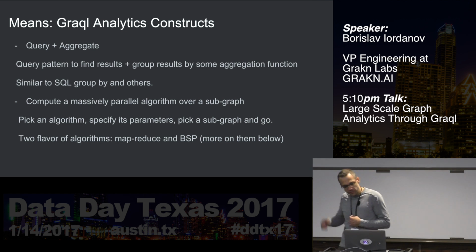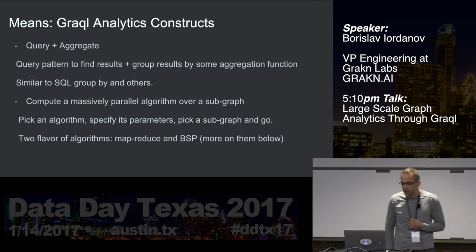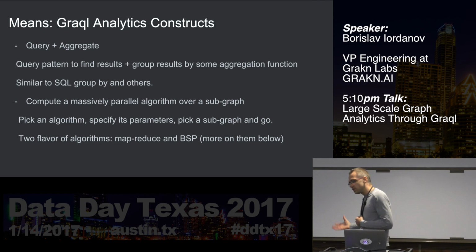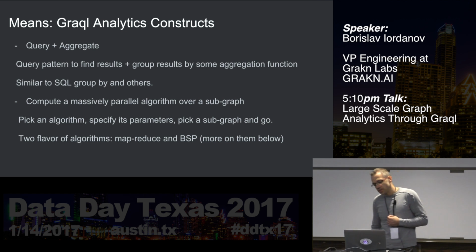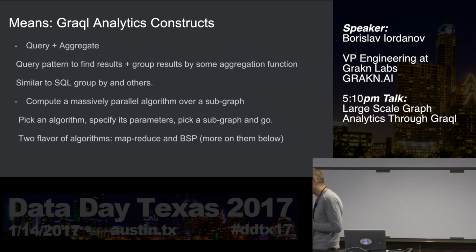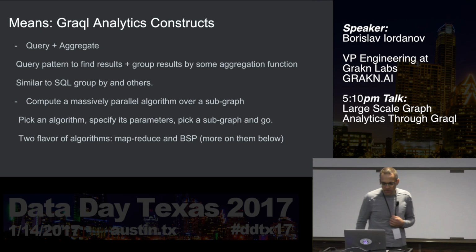So we have the typical analytics construct where you run a query, you find a bunch of results, and then you aggregate them somehow. This is what you have in SQL with the group by. And then the other one is when we work on the whole graph at the same time, and we use a massively parallel algorithm to traverse the graph and compute some sort of analytics result. This we do with two types of algorithms: a MapReduce algorithm or a Pregel-like BSP algorithm. I'm not going into that one in detail.